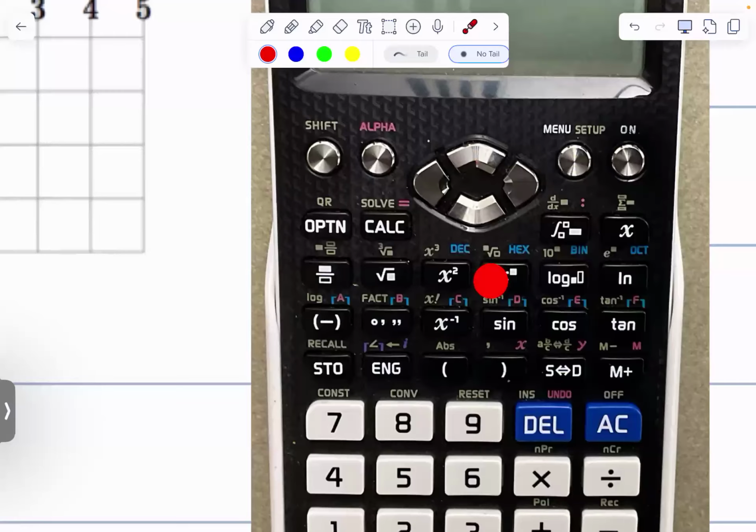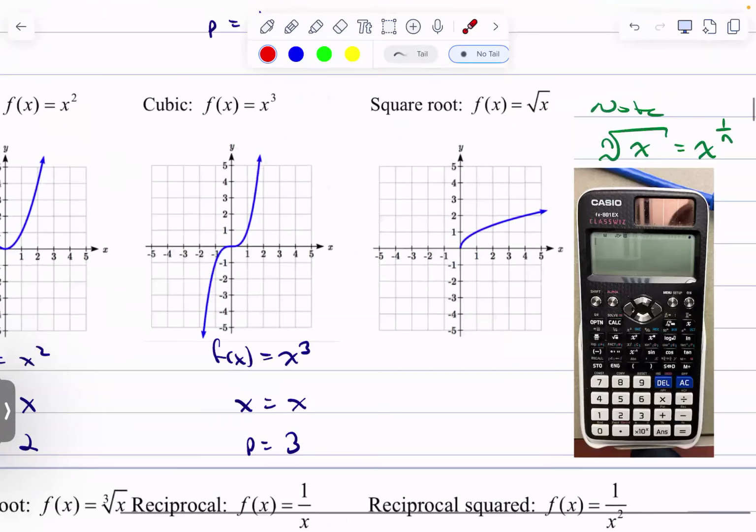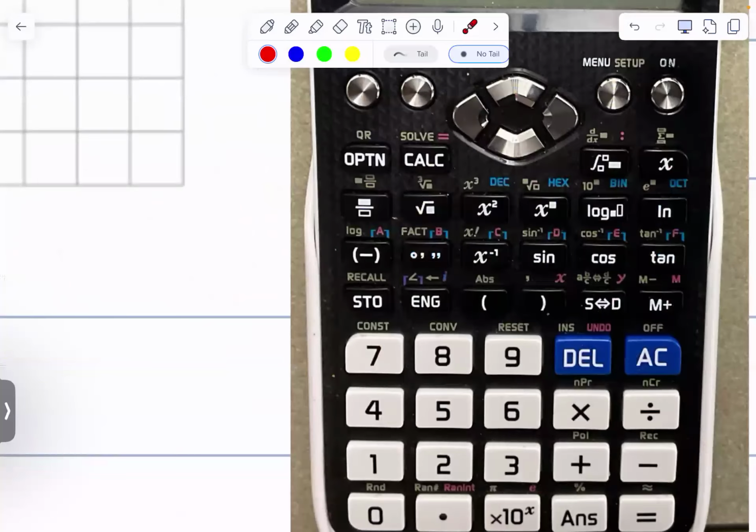So here, you can do any root, I suspect. I haven't actually tried it. Let's try it. Let's do the 4th root of 3. I get 1.316, blah, blah, blah. If you do 3 to the power of, and then in brackets 1 over 4, I get the same answer. So you can try it with this button.